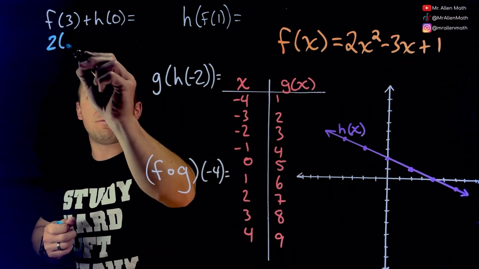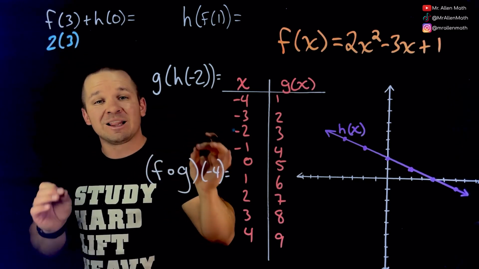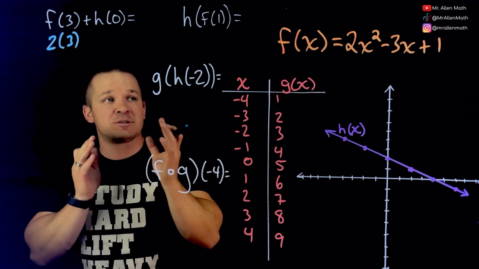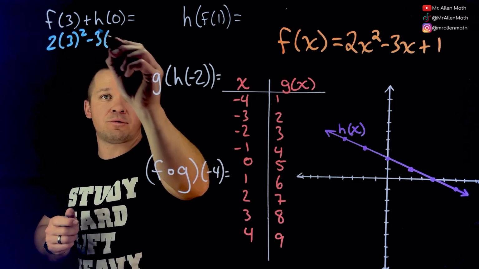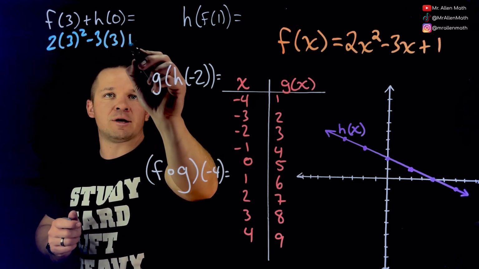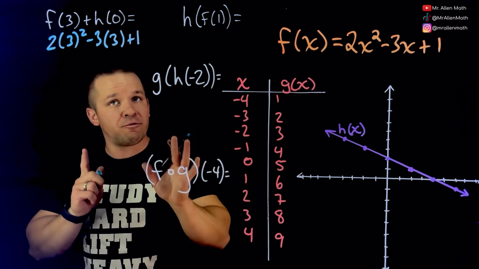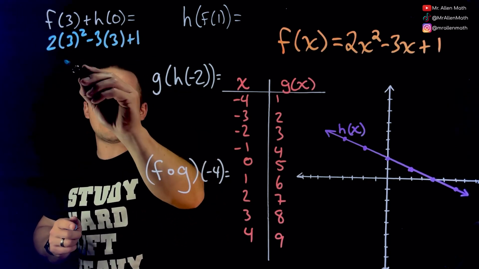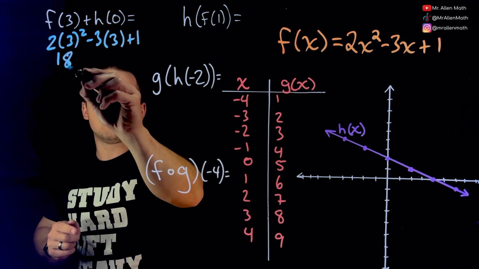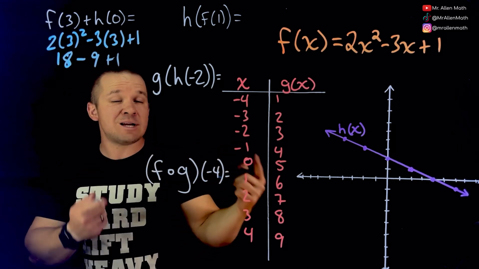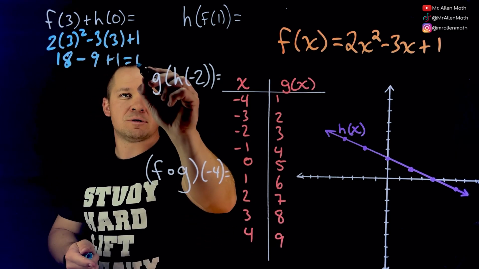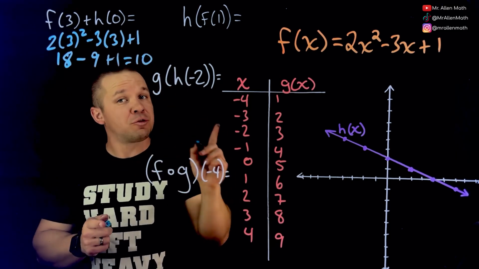We got 2 parentheses 3. I always like to put parentheses around the number I'm substituting. Squared minus 3 times 3, and then plus 1. So we'll get that part first. 3 squared is 9, times 2 is 18, minus 9 plus 1. So 18 minus 9 is 9, plus 1 equals 10. So that's f of 3.